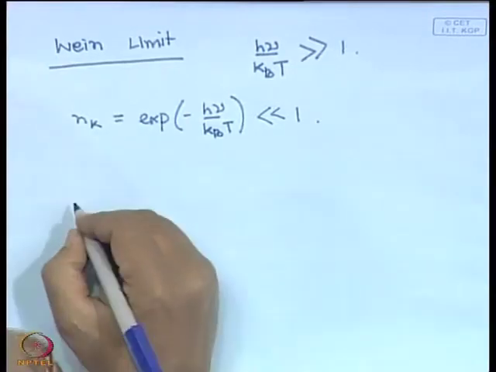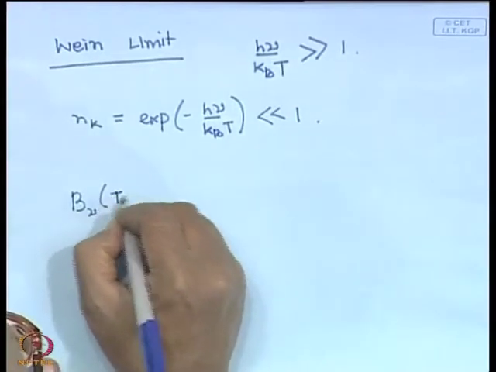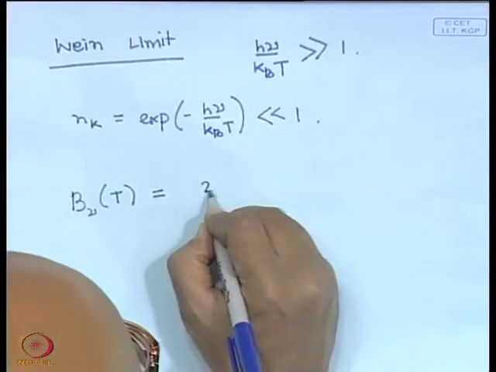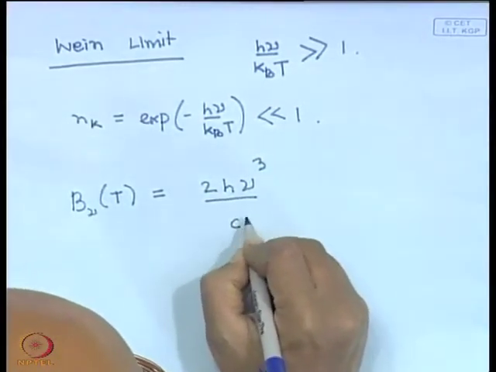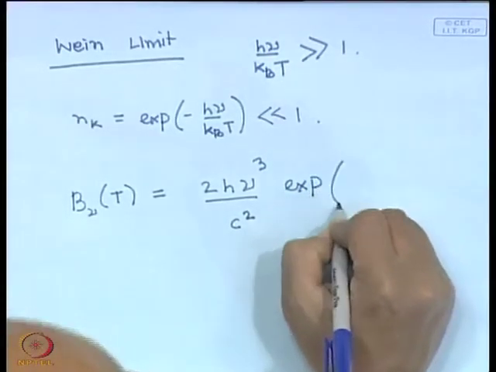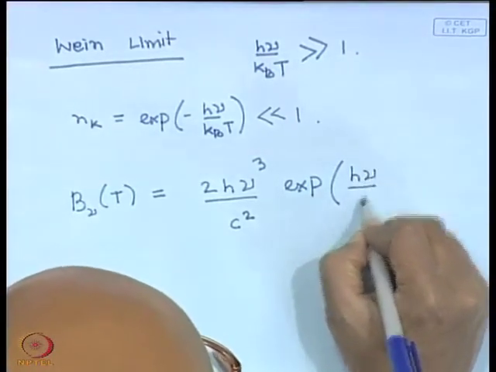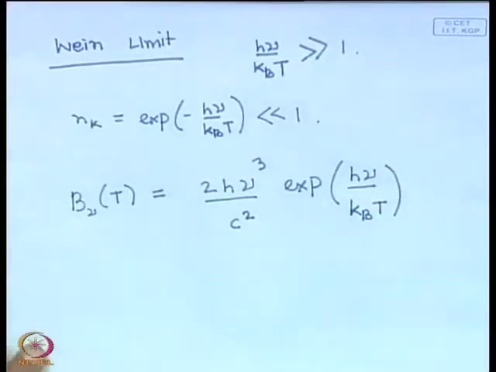Okay. And in this regime, the Planck spectrum now becomes 2 h nu cube by c square, exponential h nu by k_B T minus.